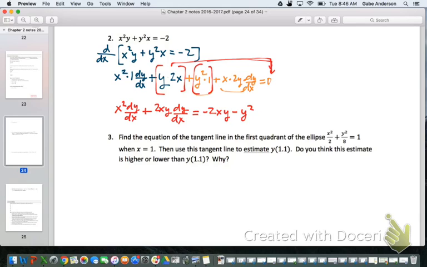Still hanging in? Okay. So the goal is to get the dy/dx by itself, and I've obviously got two of them on the left. So how do I start the process of isolating the dy/dx? Factor it out. That's right. So I'll come up here. So we end up with dy/dx, and then the leftovers would be x squared plus 2xy equals negative 2xy minus y squared.